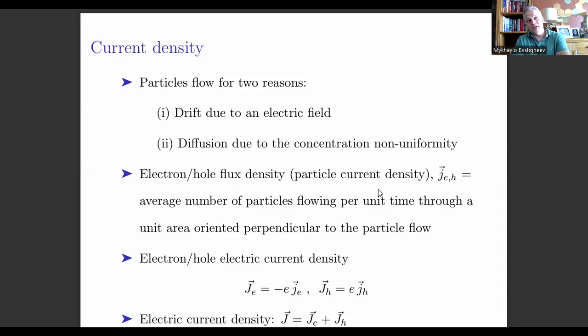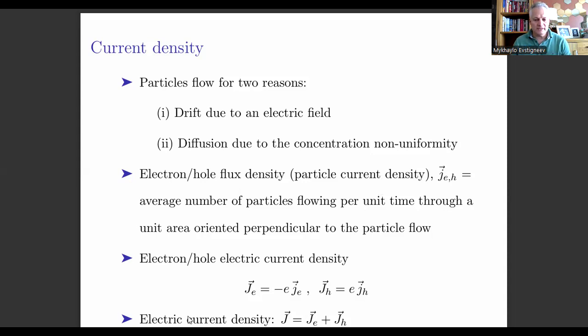We will be using the lowercase letter j for particle current density, also known as the flux density, and we will supply that letter with the subscript E or H for electrons and holes.